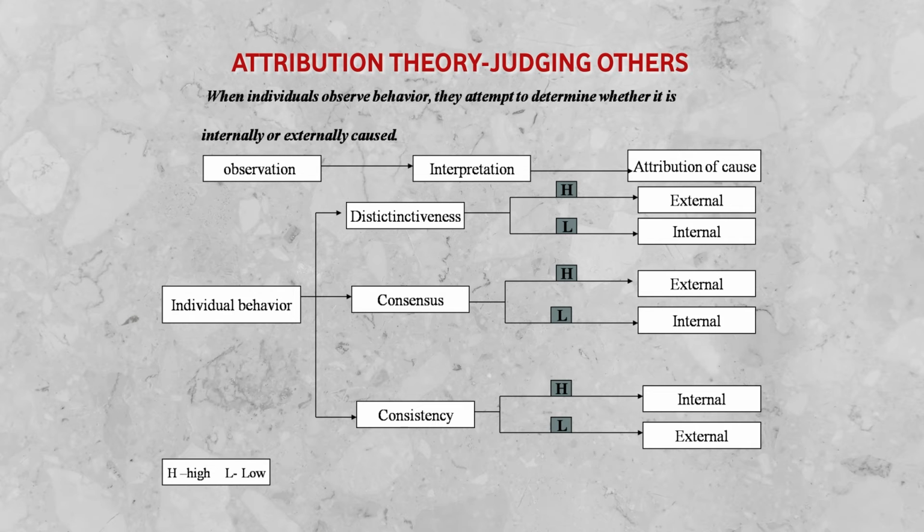Now, take a look at this diagram. When individuals observe behavior, they attempt to determine whether it is internally or externally caused. That is what we always do, and that is the meaning of attribution theory. So now let's look at distinctiveness first, high or low. If distinctiveness is high, then the attribution of cause is external. If distinctiveness is low, then the attribution of cause is internal.